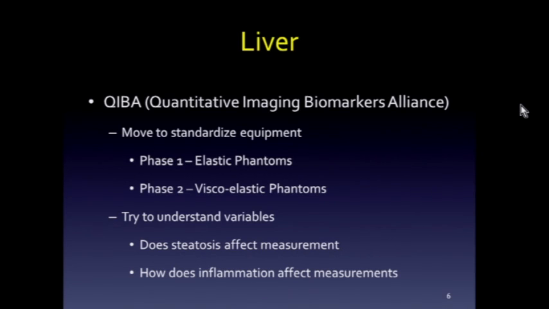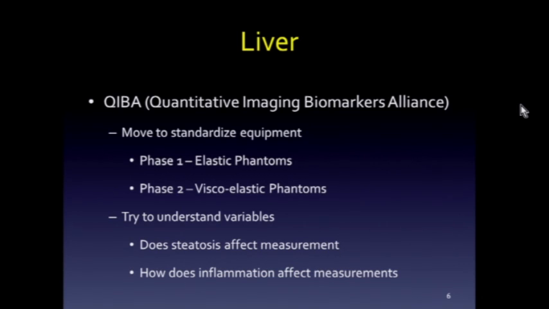Phase 2 has been completed and will be presented at RSNA 2015, where we use viscoelastic phantoms, which are more appropriate for liver. So again, I think there are a lot of new ideas going on in how we can move, and as we go forward in the future, I think you'll see that the measurements from various vendors will become more the same, and so the variability between machines will decrease.